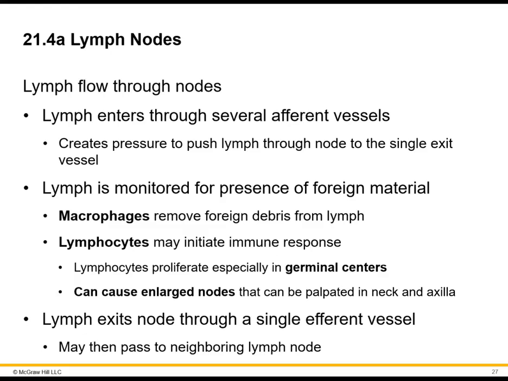Lymphocytes are going to proliferate in the germinal centers, and this can cause enlarged lymph nodes that can be palpated, especially in the neck and the axilla. This is one of the reasons why lymph nodes can enlarge during infection, is because those lymphocytes in the lymph nodes and the germinal centers are proliferating. Lymph is going to exit the node through that single efferent vessel, and then it can pass on to neighboring lymph nodes.